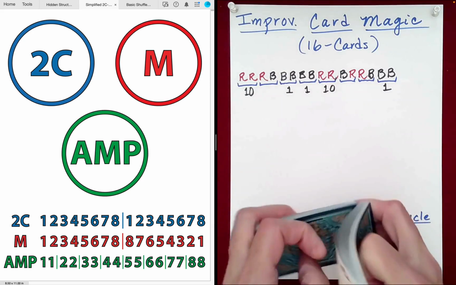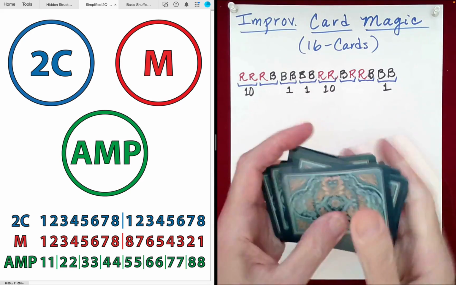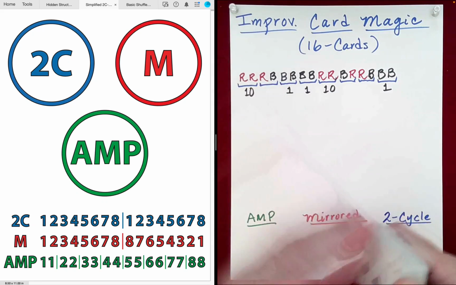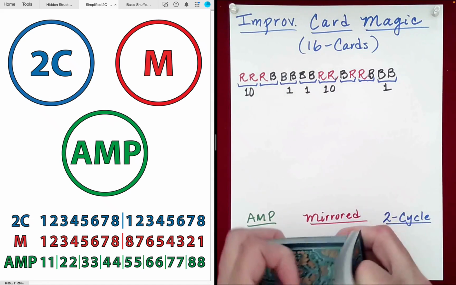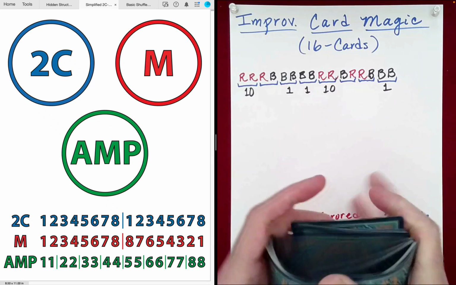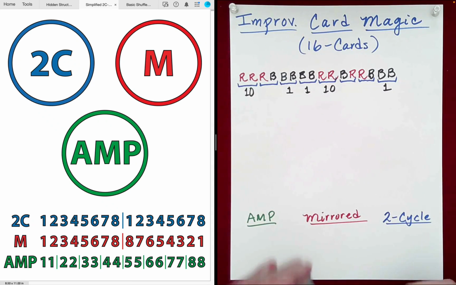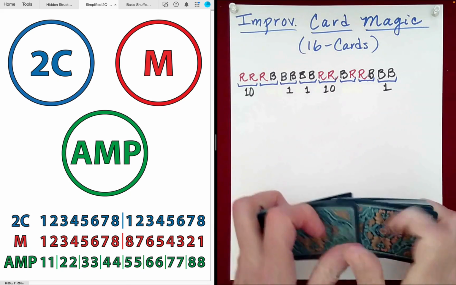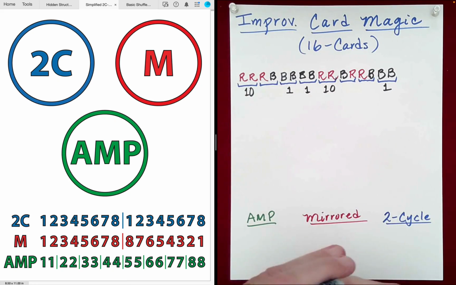This is part 6 in this series devoted to Improv Card Magic. Today we will be looking at 16 card packets. To begin this, what we will need is 3 random piles of 16 cards each.